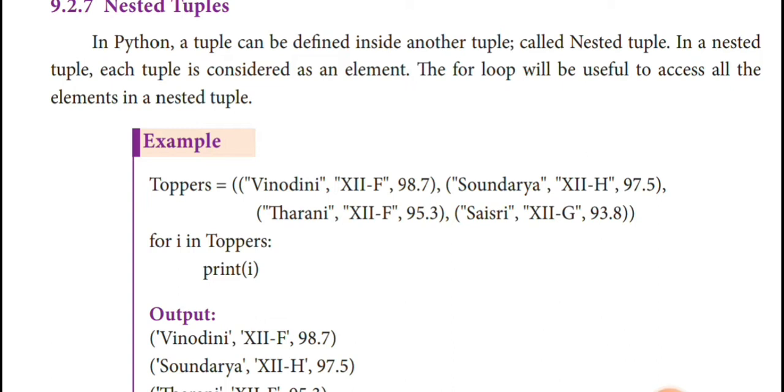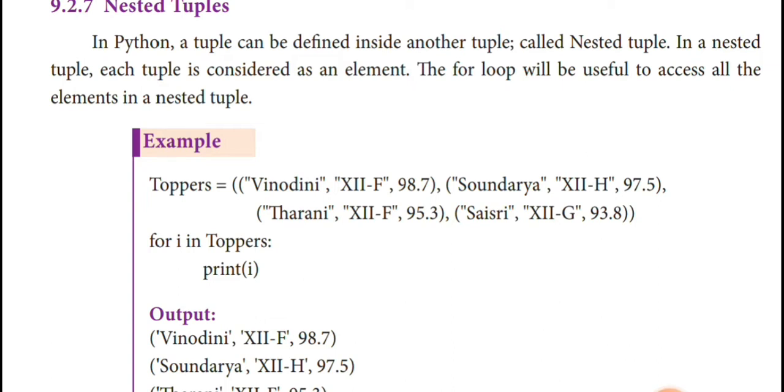In Python, a tuple defined inside another tuple is called a nested tuple. In a nested tuple, each tuple is considered as an element. We already learned that in a list also, a list within another list is an element of the particular list. The same way in a tuple, each tuple is considered as an element. The for loop is useful to access all the elements in a nested tuple.